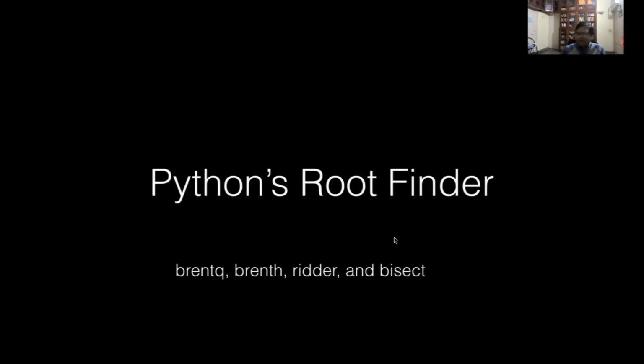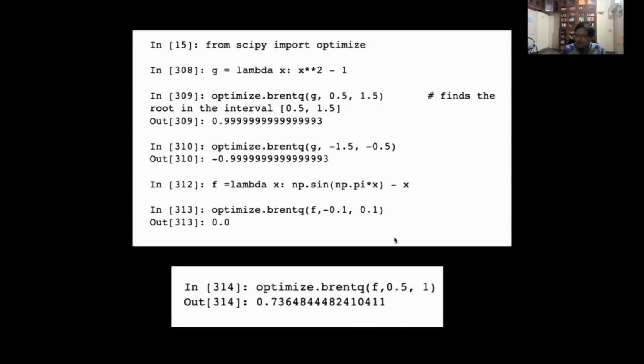Python's root finder. If you're lazy and you don't want to write your own code, there are in fact four functions available in Python. I'm showing you the usage of the function here. It's part of the optimize module of SciPy. Okay. So we define a lambda function g, which is x squared minus 1. The idea is to use optimize.brentq with the function g, a left bracket and a right bracket.